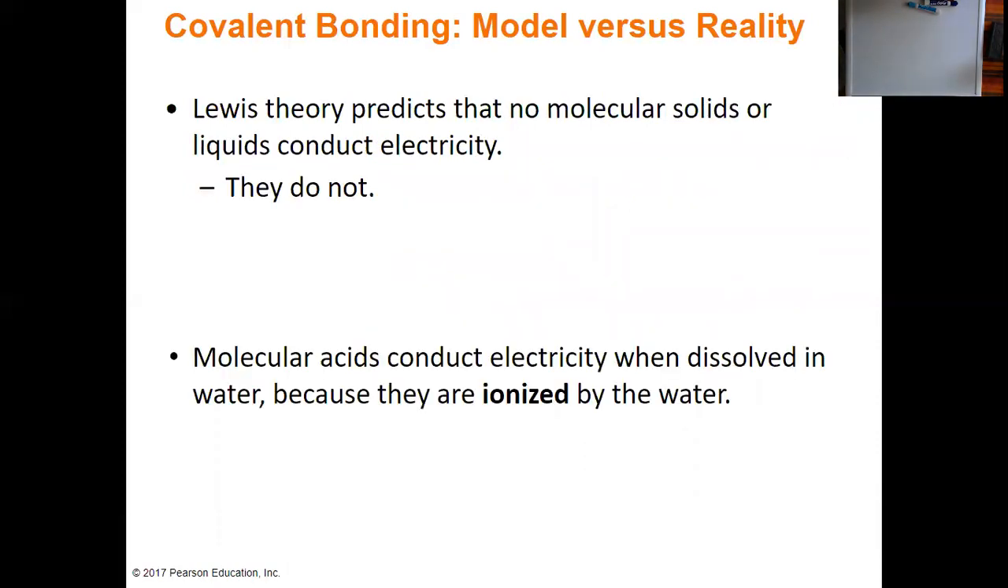Lewis theory predicts that molecular solids and liquids don't conduct electricity. That makes sense. There are no ions there. Molecular acids are an exception, but only when they're dissolved in water and ionized. Right? That's the same type of exception that we talked about previously.